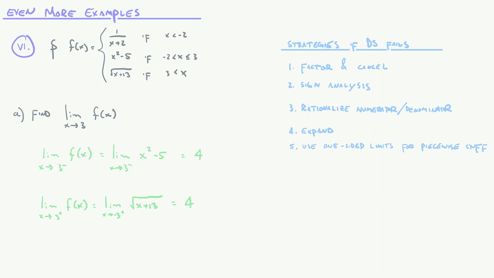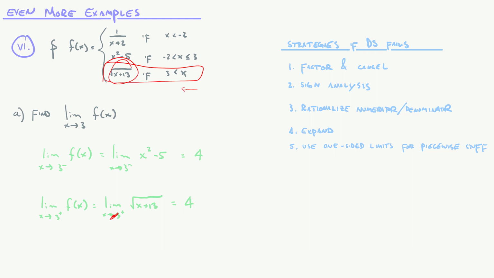From the right, we're going to get this. We're using this equation now, right? Because we're coming from the right. So that's all the values of x that are bigger than 3, but still getting closer to 3 on the x-axis. So we're going to be using this function rule. So here we replace f of x with the square root of x plus 13. I don't know why there's a negative here.